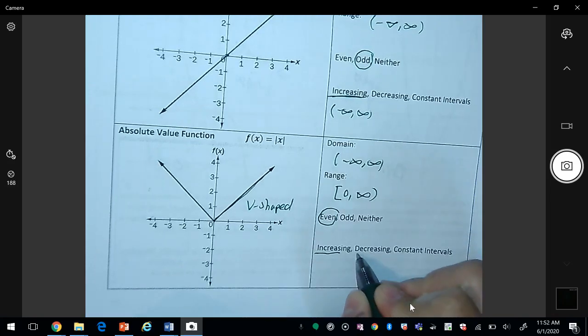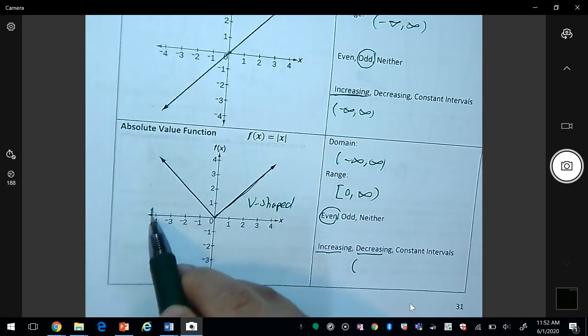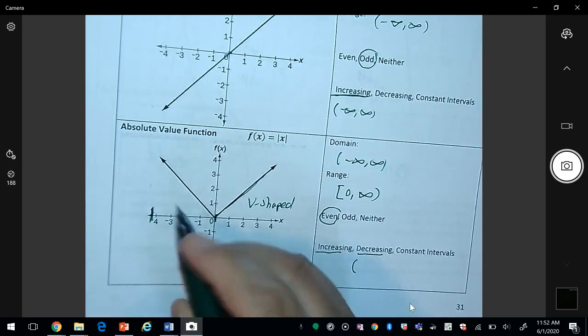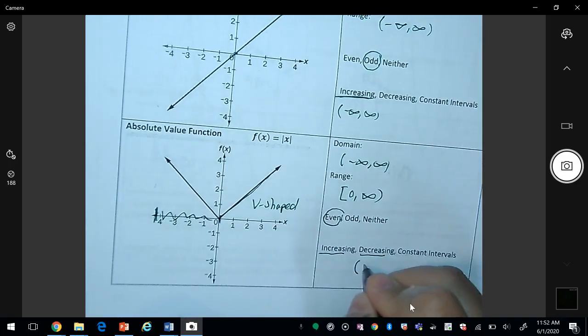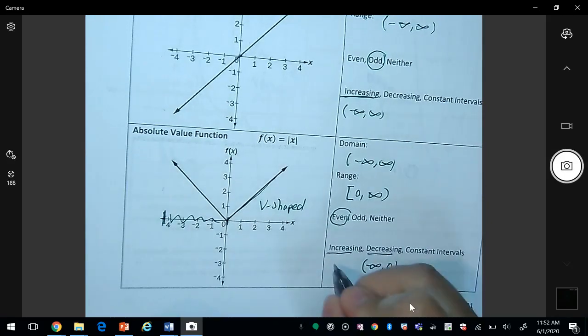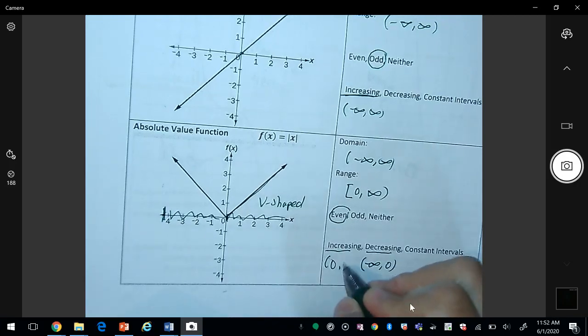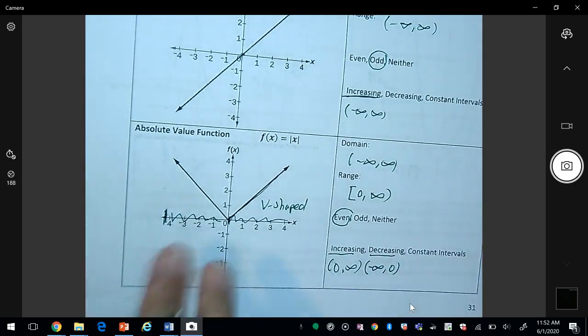This has both increasing and decreasing. So it's decreasing from here, negative infinity to 0. So on this interval, negative infinity to 0, the graph is decreasing. And then from 0 right here to infinity, the graph is increasing.